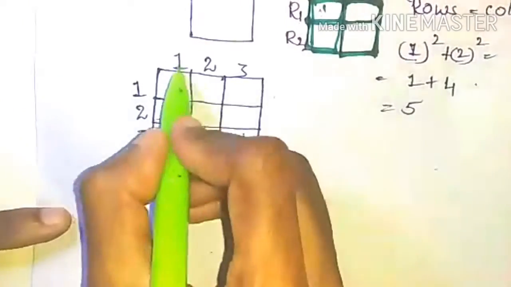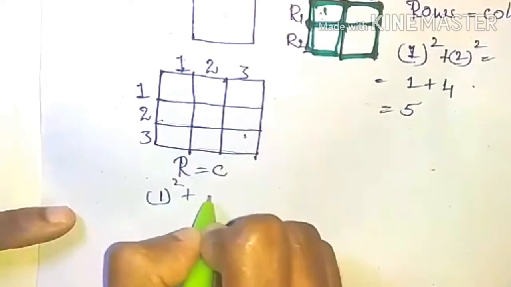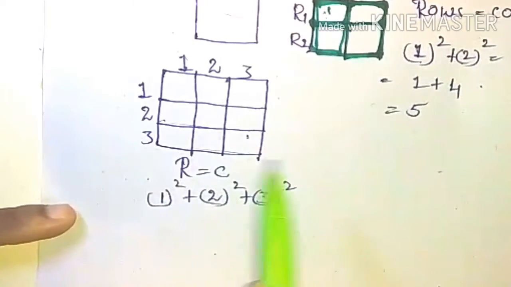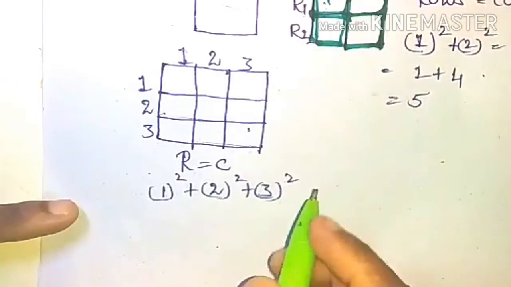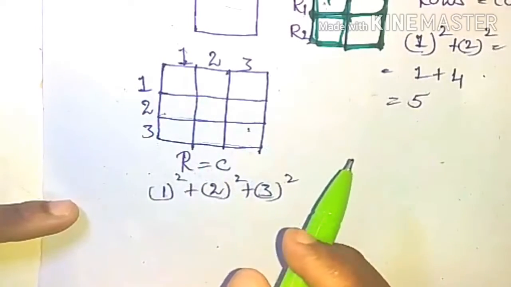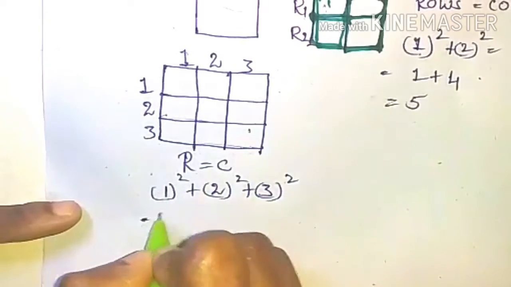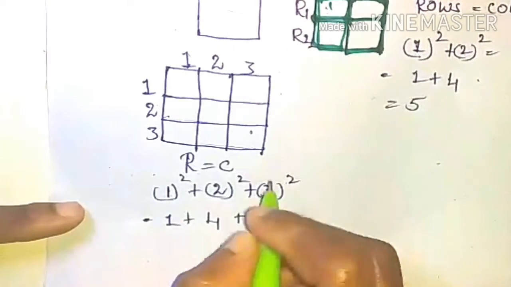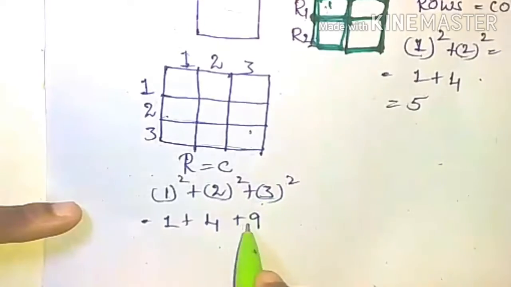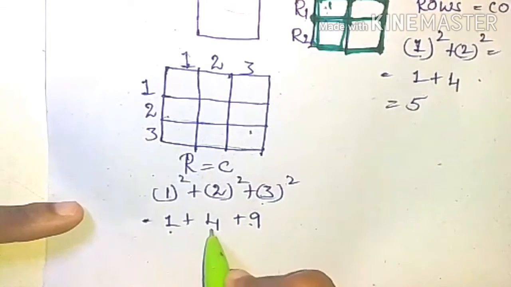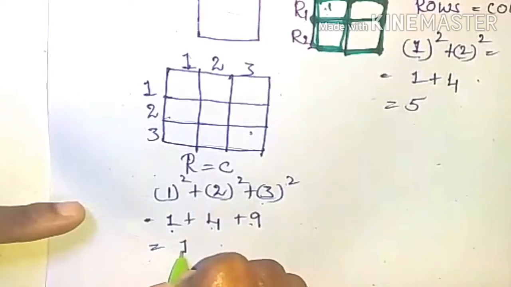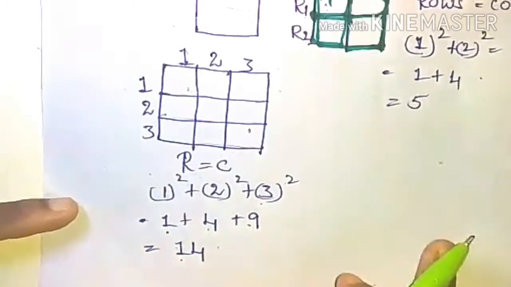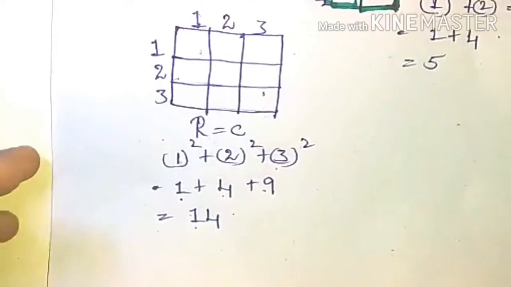Then what we have to do? 1 square plus 2 square plus 3 square. We have to add all of those, since the number of rows and columns is equal. 1 square is 1, 2 square is 4 and 3 square is 9. So 9 plus 1 is 10, 10 plus 4 is 14. So how many squares are there in this figure? 14 squares are there.